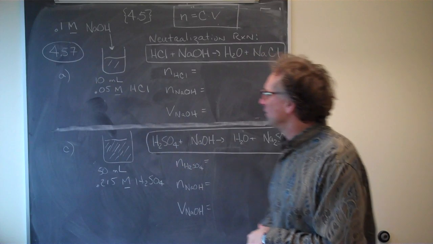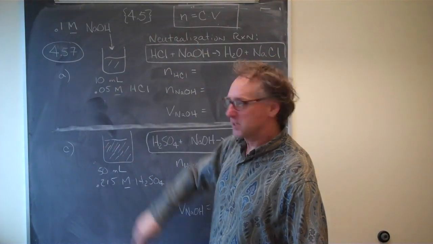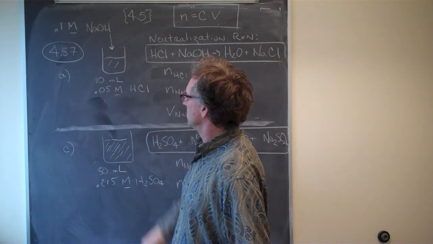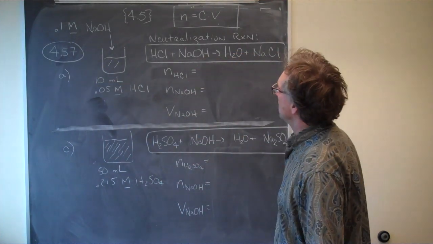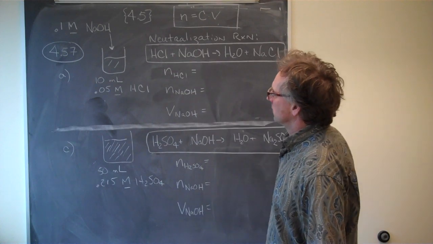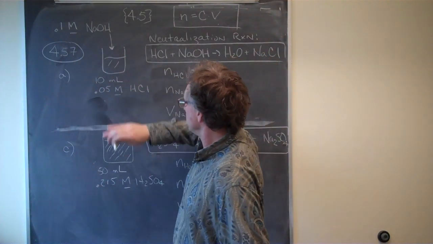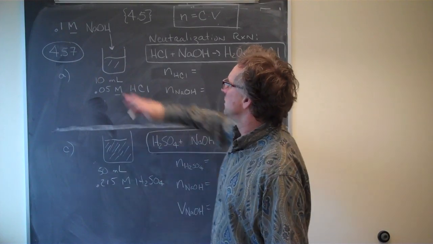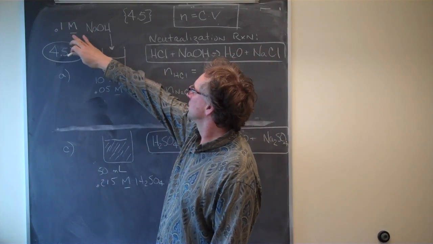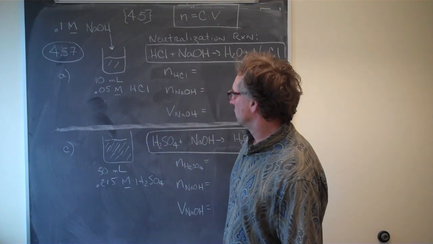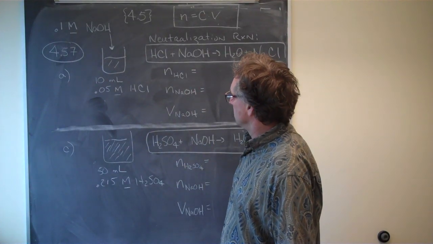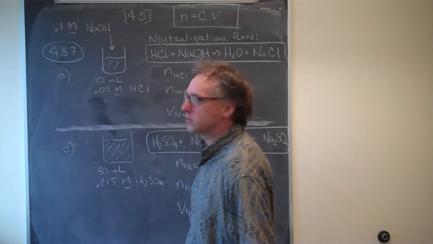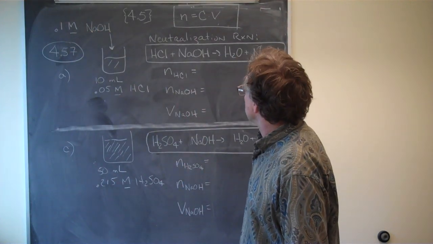So I'm here to help you out with section 4.5, the suggested homework problems, and we're going to work on A and C of 4.57. So we'll start off with this first one. You have 10 mL of 0.05 molar HCl, hydrochloric acid, that you would like to neutralize with a solution of 0.1 molar sodium hydroxide, and so we'd like to know what volume of that sodium hydroxide we need to add.